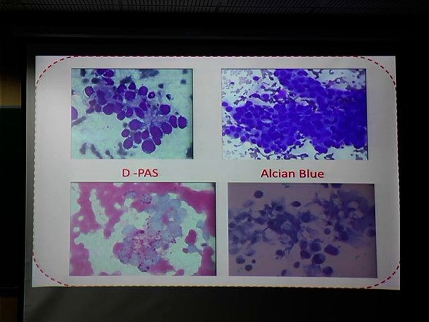In the MGG stain, naturally the cells look a little bigger and they had more adenocarcinoma-like appearance, and you could see some mucin over here. So we were confused whether this is an ascitic fluid or not.